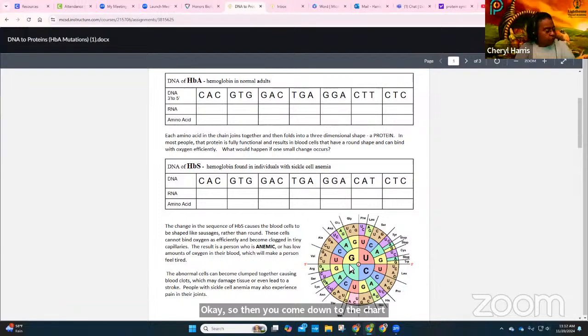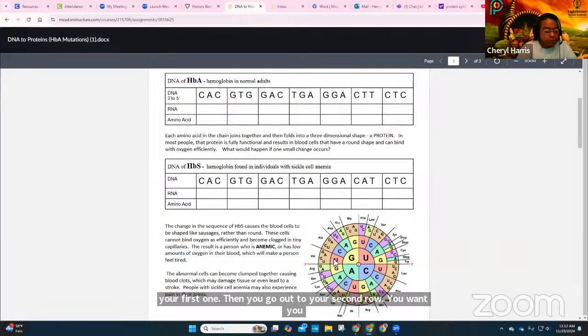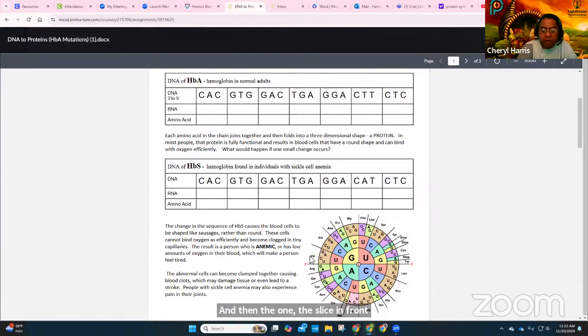Then you come down to the chart. If you start in the middle with the G in the yellow box, that's your first one. Then you go out to your second row, you want U, and that's your orange one. Then the slice in front of that, you want G again, and all of those are going to code for valine. So that's going to be your first amino acid. It's going to be valine.